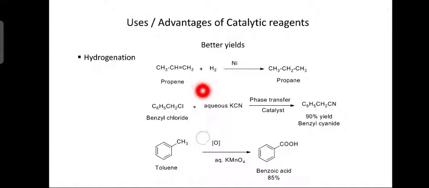Second one is reaction of benzyl chloride with the aqueous potassium cyanide in the presence of phase transfer catalyst to give what? Benzyl cyanide. And what is the yield of this product? 90%. And the third reaction is toluene undergoes oxidation in the presence of aqueous potassium permanganate and crown ether to give what? Benzoic acid. And the yield of this product formed is 85%.